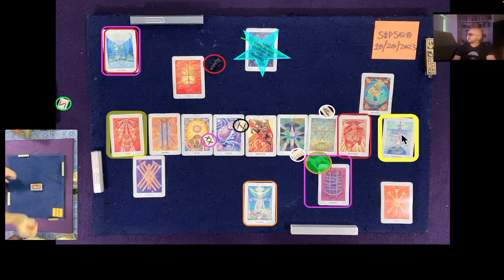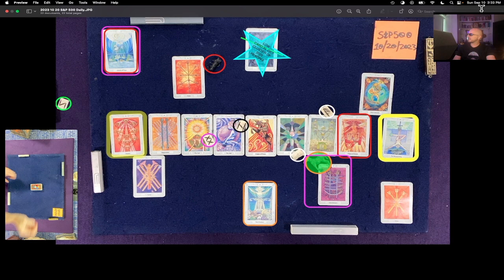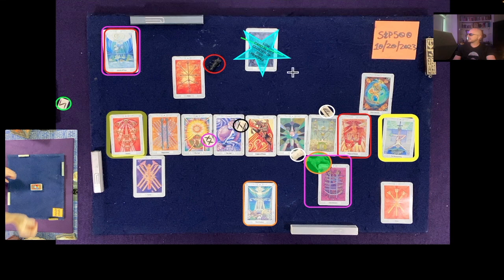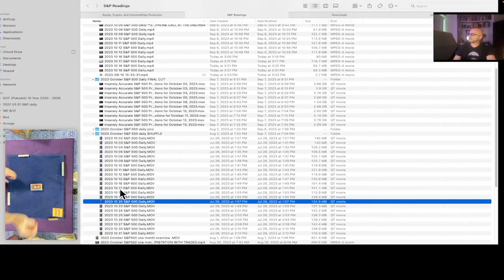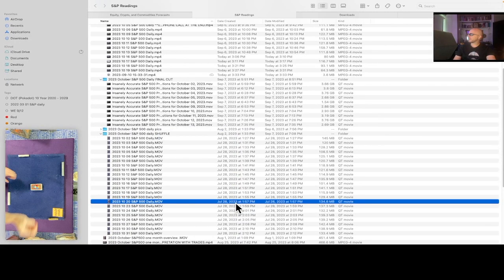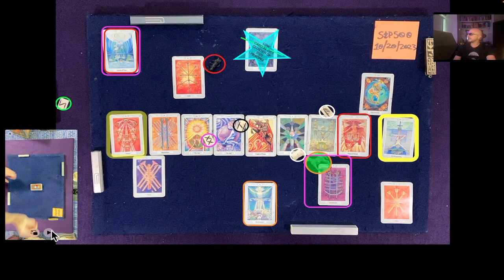This is the S&P 500 one-day reading for October 20th, 2023. It's currently September 10th, 2023, 3:33 p.m. Eastern Time. The shuffle file we're about to play for the October 20th reading was created on July 28th, 2023 at 1:57 p.m. Eastern Time. This video right here.